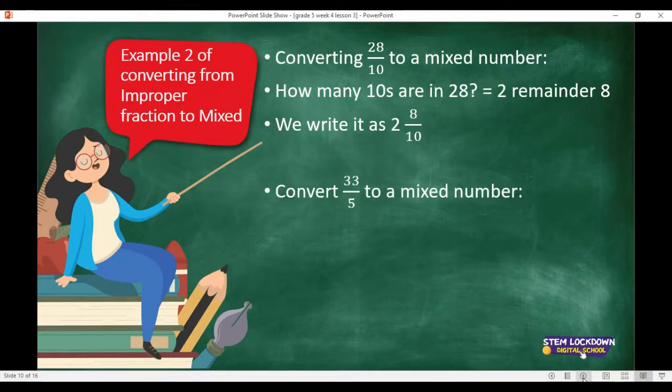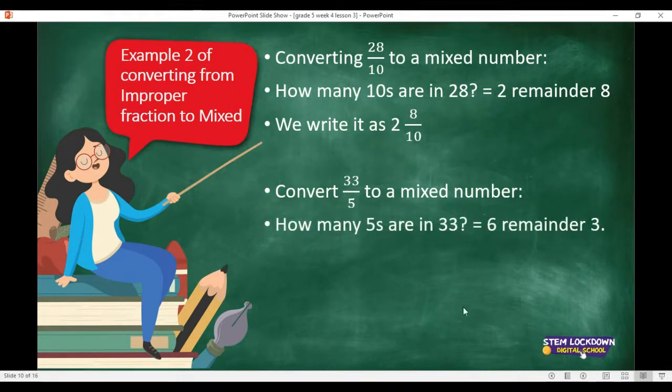Okay, another one, convert 33 over 5 to a mixed number. This is the same as saying 33 divided by 5. And then you say, how many times does 5 go into 33? What this simply means is you have to count in fives until you reach a number that is closer to 33. So we count in fives. We're going to say 5, 10, 15, 20, 25, 30, and that's 6. And then from 30, I can't say 35, because I would have passed 33.